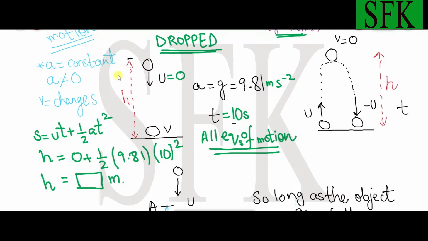This is how we apply the equations of motion on free falling bodies. So this is the first case that we've done on free falling objects. It is assumed that air resistance is negligible in this motion, because if air is present, then the acceleration will not be constant, and when acceleration is not constant, the equations of motion will not be applicable. So it's important that air resistance is negligible.